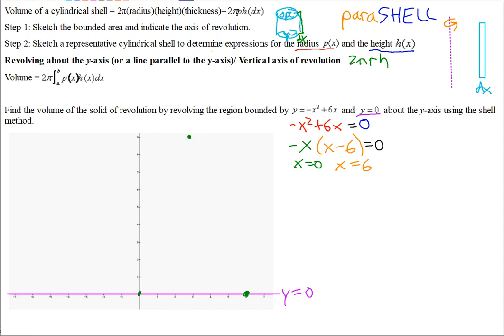And then you can sketch the graph. We just need a rough sketch, really, to get what the region enclosed is. Okay, so there's our region enclosed. But this time we're revolving it about the y-axis. So this is our axis of revolution right here.